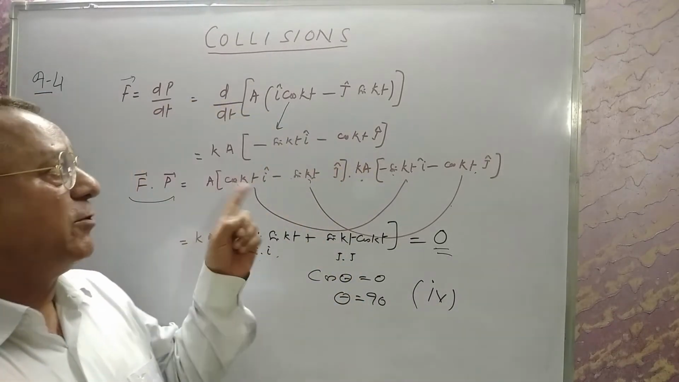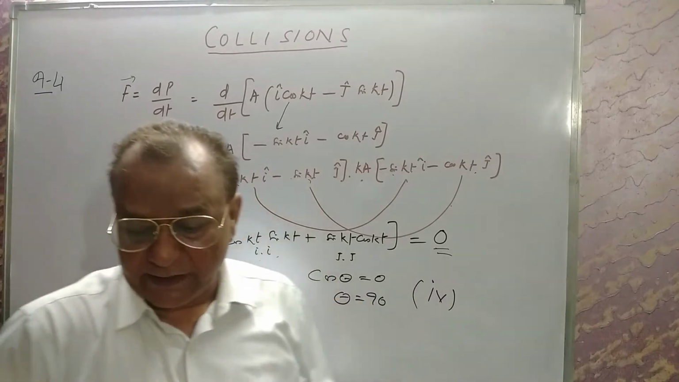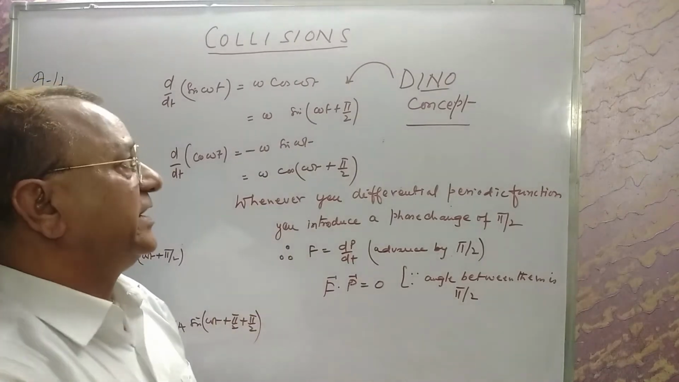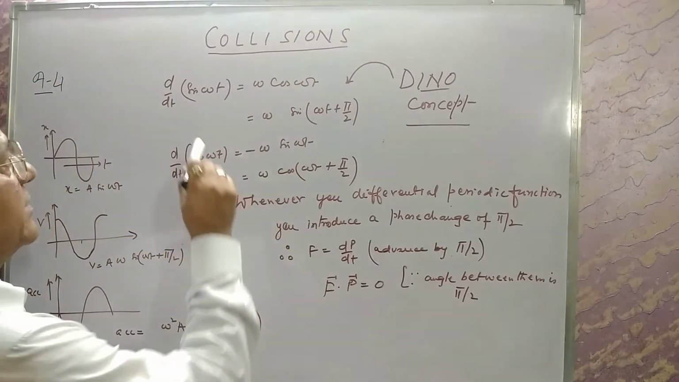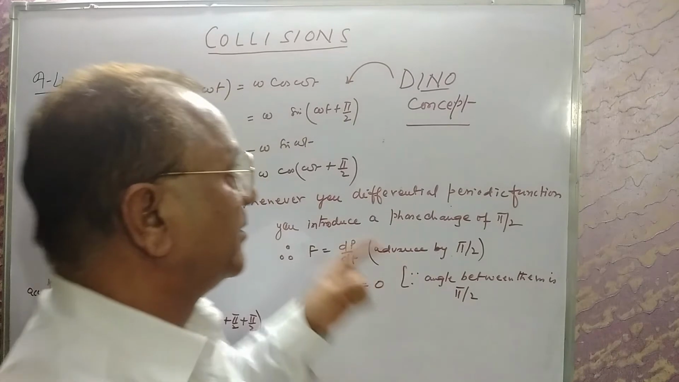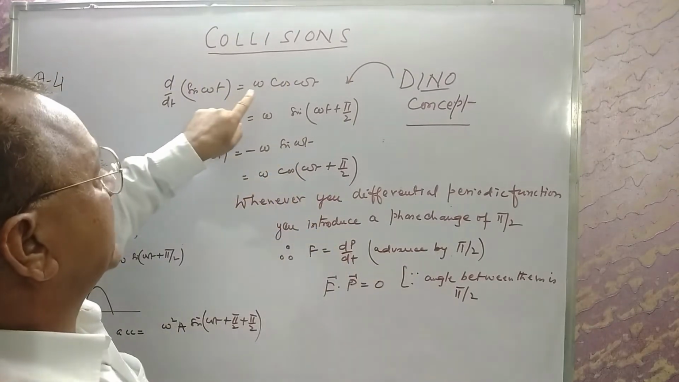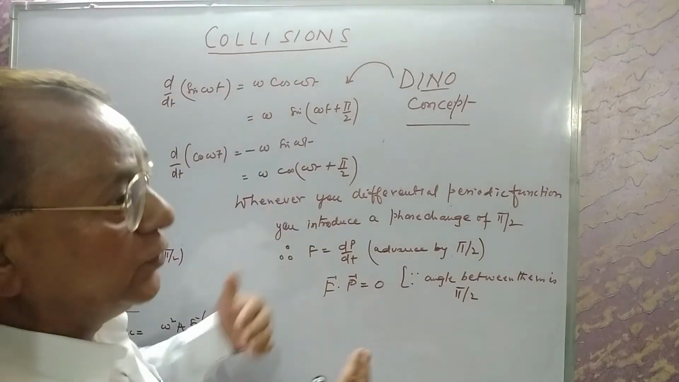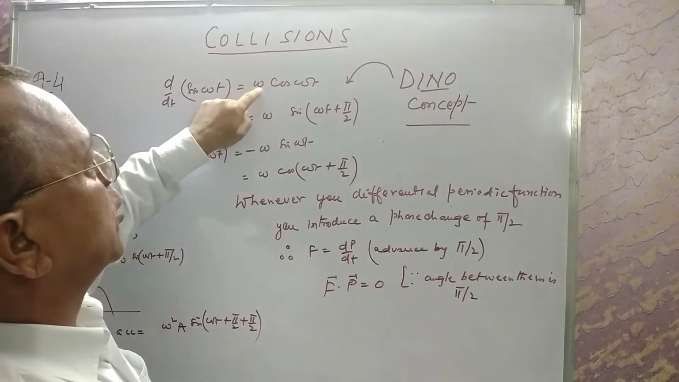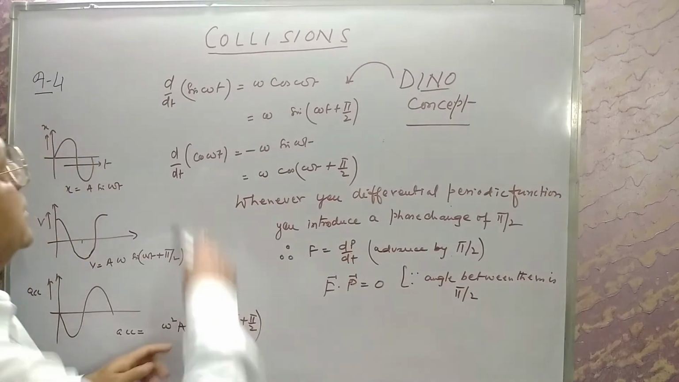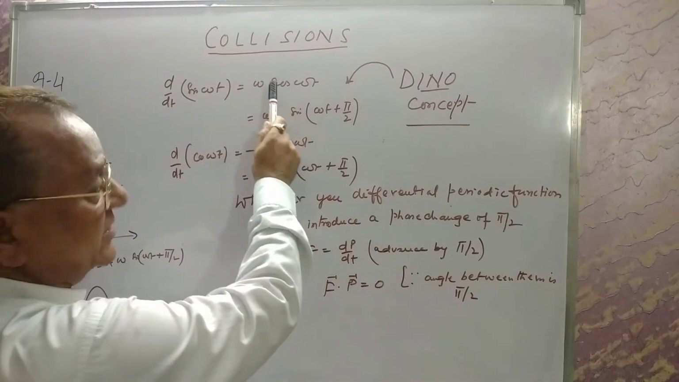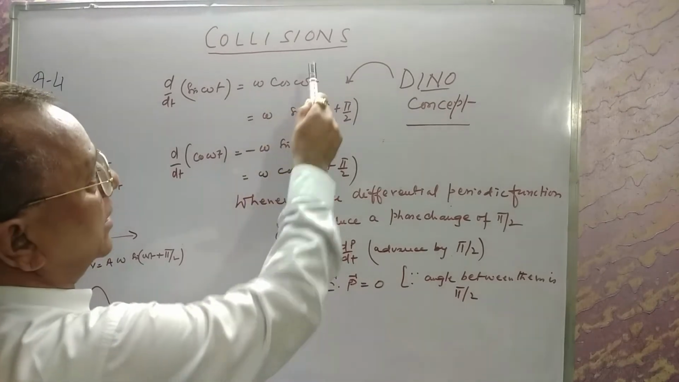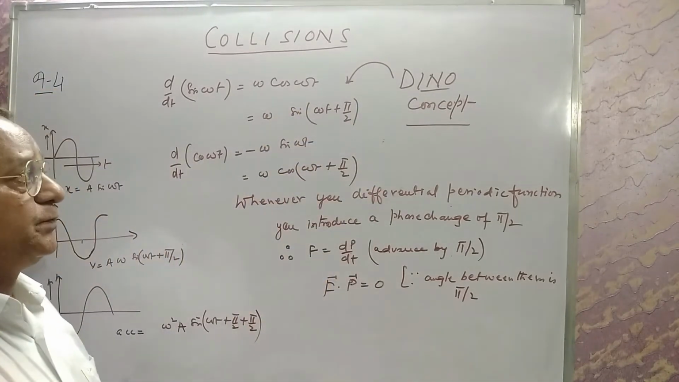Using this concept, I would like to tell you something very important in physics. Using this concept, you will get the answer immediately. What is the concept? Whenever you differentiate a linear combination of sine and cos, you introduce a phase change of pi by 2. You advance it. How? Differentiating sin omega t, omega comes out as a constant, giving cos omega t, which can be written as sin of omega t plus pi by 2.